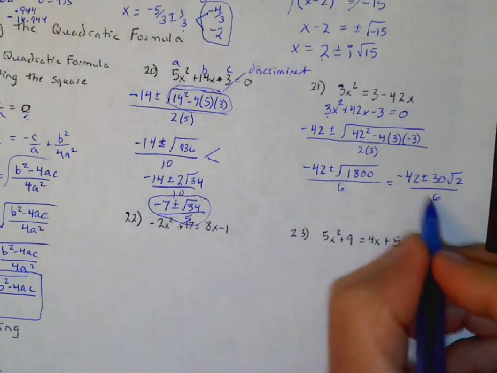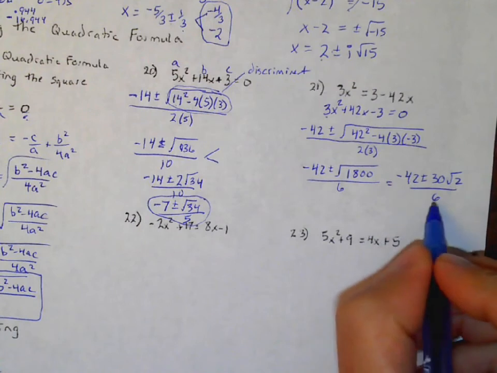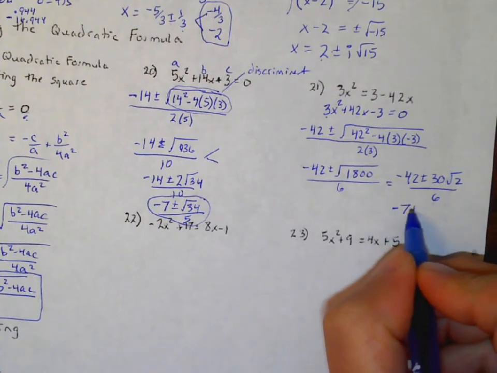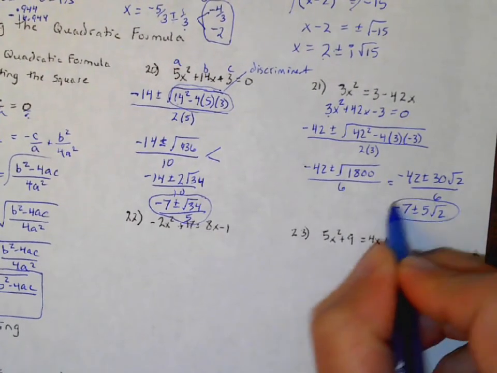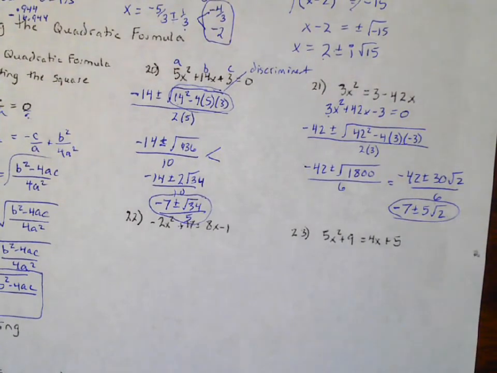We can divide a 6 out of all 3 terms. So that divided by 6 is negative 7. And 30 divided by 6 gives you 5. Okay, so we have our answer. You could also put it in decimal form, but I think I'd rather prefer you to do this.